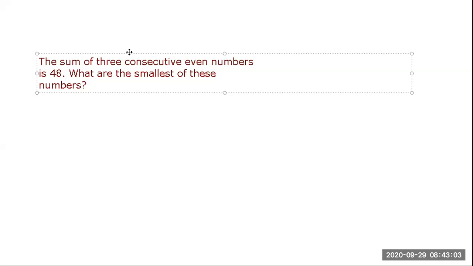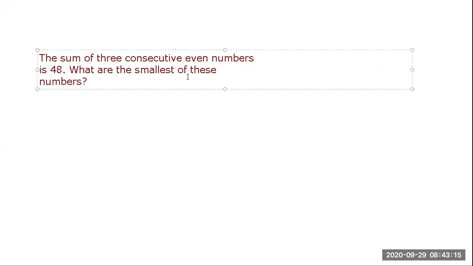So it says the sum of 3 consecutive even numbers is 48. What is the smallest of these numbers? So they're asking me to find the smallest. Whenever I find out what they're asking me for, which is the smallest, I immediately call that x, or whatever variable you pick. What they're asking me for becomes my variable. So they say the sum of it, so I have to add.